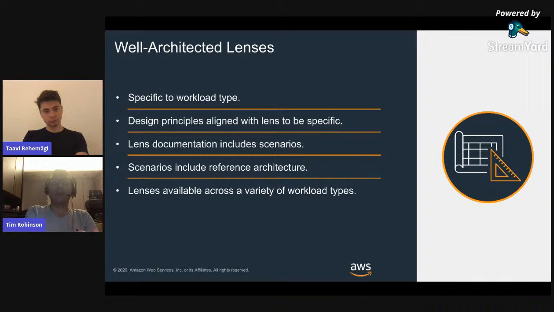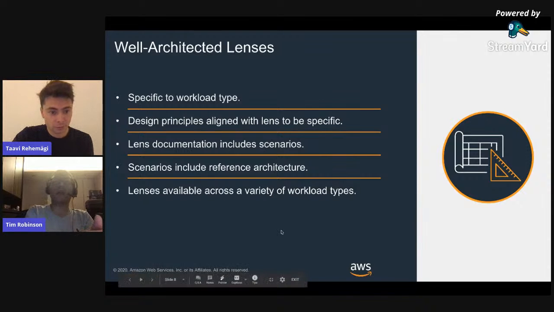So if we look at these individual lenses, the design principles are really there to be specific to the lens. And if you look at the lens documentation there, it's really aligned to include popular scenarios. If you look at the serverless lens, for example, you'll find RESTful API scenarios, mobile device scenarios, etc. So these really are best practice documentation. But in addition to that, documentation on how you should really work to combine our services with the maximum effect to really achieve the business outcome that you're looking towards.